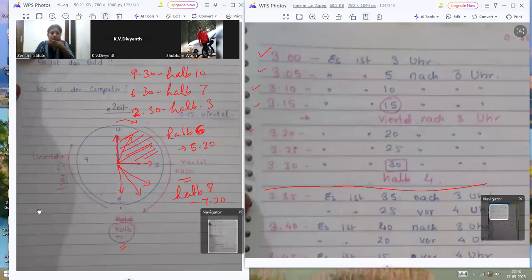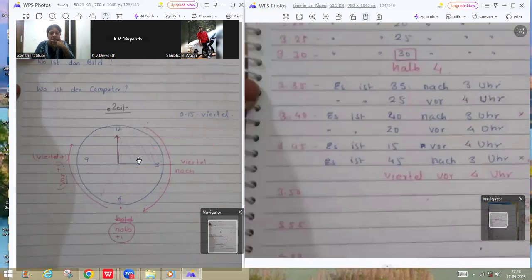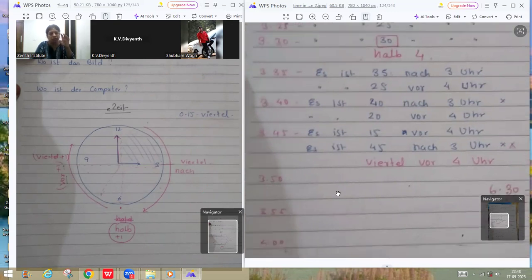Yes. Now let's continue from here. From 3:35, the scenario has changed. Now your minute hand is going upward. Till here it was going downwards, now it is going upward. Now the picture will change. Let us understand how.